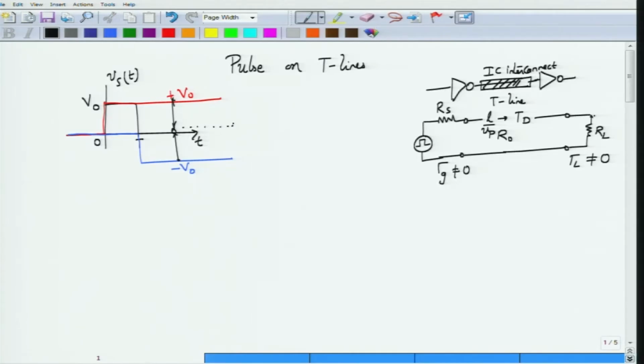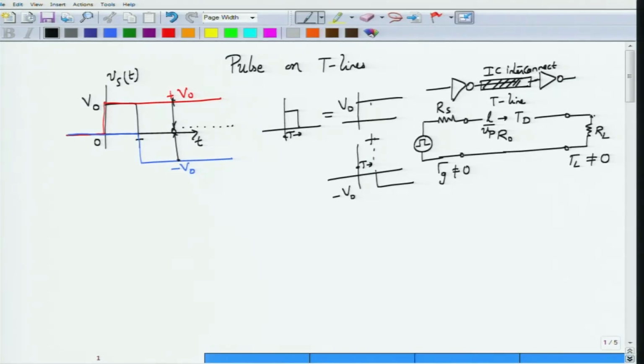So the lesson of this was that a pulse can be thought of as the sum of two step waveforms of equal amplitude, switched on after a certain delay. The delay is the pulse duration T. So this is the pulse duration T.